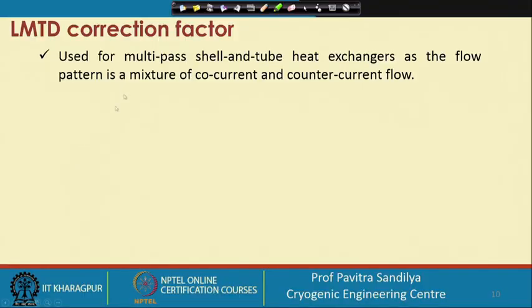Now there will be a correction factor for the LMTD, because the basic derivation was made based on only a single set of inner and outer tubes. But in practice, we have seen earlier that there could be multiple passes in the heat exchangers, so the definition of the LMTD will not be valid. We have to put a correction factor on the LMTD to account for the change in configuration of the heat exchanger. Whenever we talk of multiple passes, there is a combination of co-current as well as counter current flow.